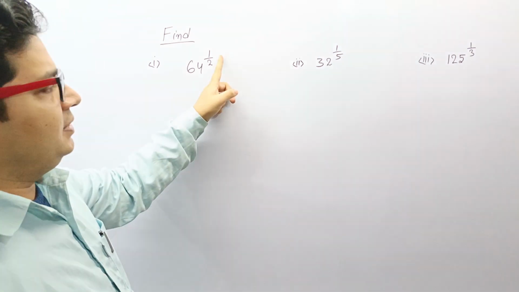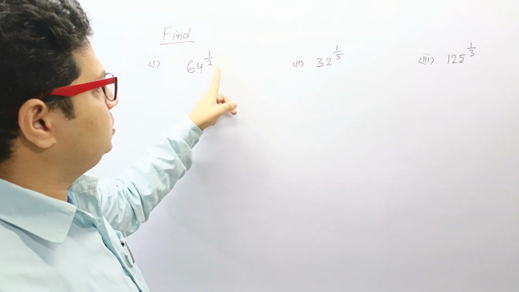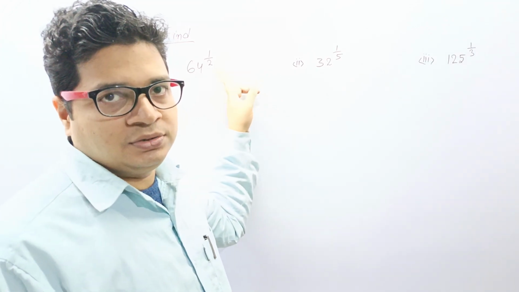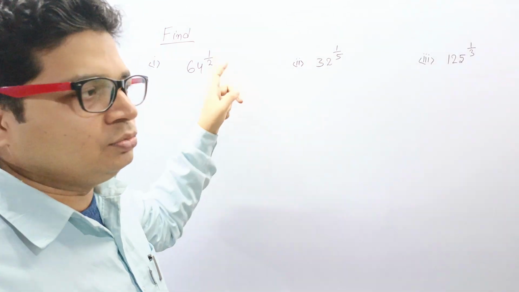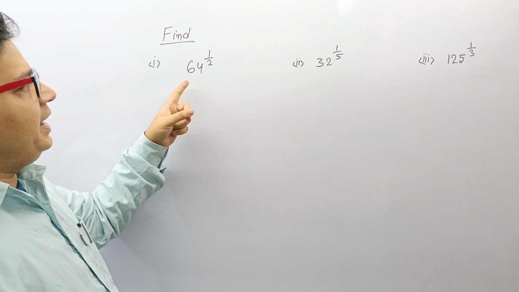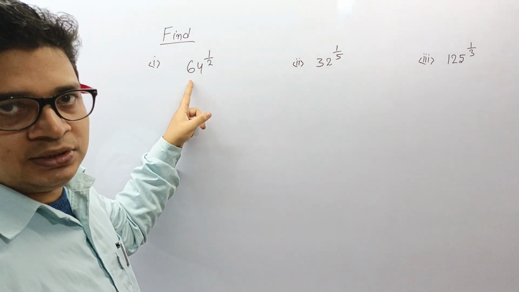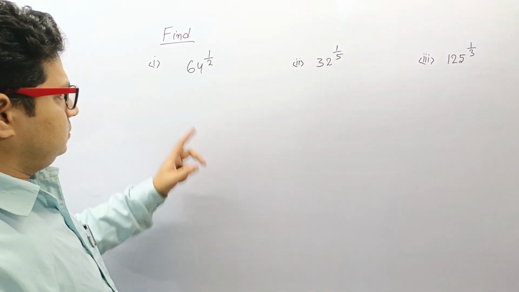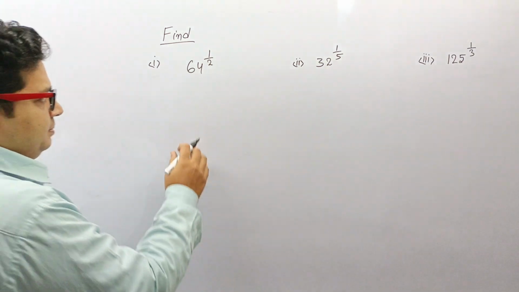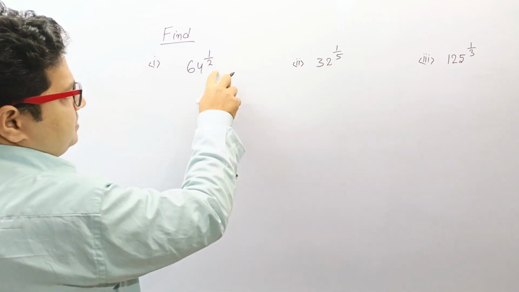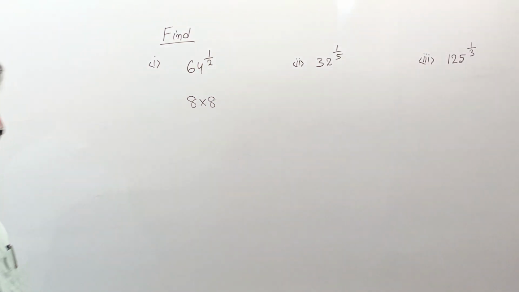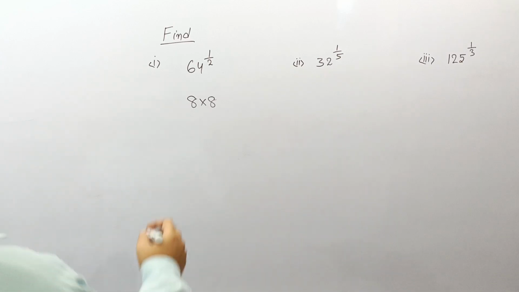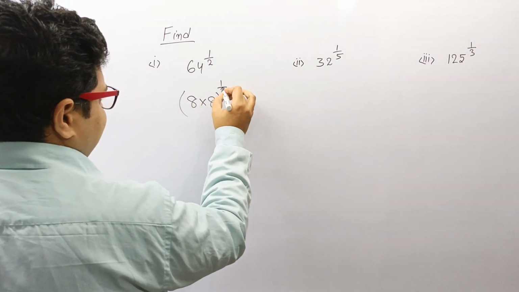The power is given in the form of a fraction, 1 upon 2. What is the denominator of this fraction? 2. Yes, the power is 1 upon 2, which is a fraction, and the denominator is 2. Then we will try to find 64, the base, as a product of two same numbers. That means, what number multiplied 2 times gives 64? Obviously 8 into 8. 8 into 8 is 64 and the power 1 upon 2 stays as it is.